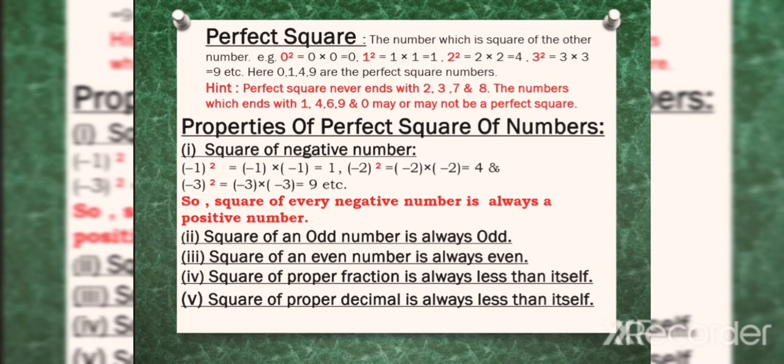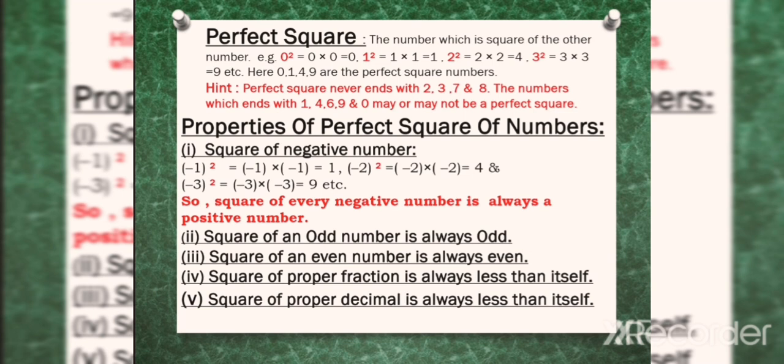So after all this discussion, I can say that perfect squares are those numbers which you get after multiplying the number with itself. You can say that 0 square means multiply 0 with itself, 1 square means multiply 1 with itself, and 2 square means multiply 2 with itself. So the results, once you do this multiplication, are basically your perfect squares. Here we have 0, 1, 4, 9, and so on.